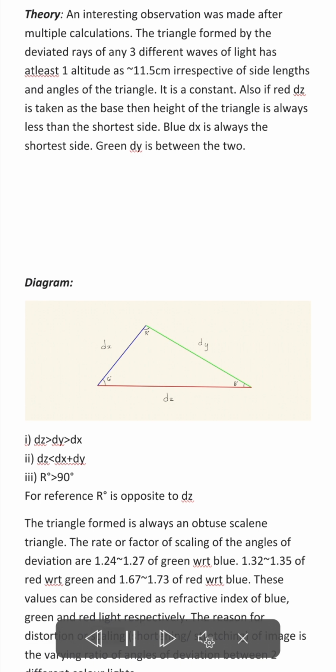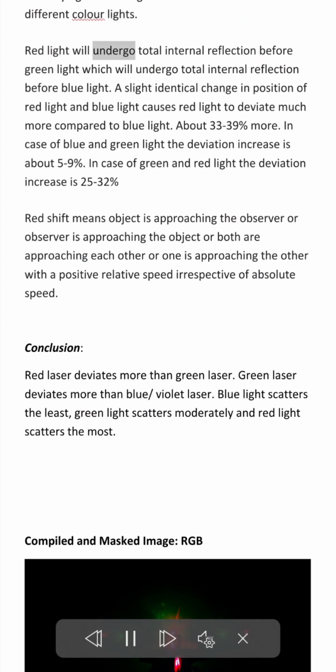The reason for distortion or scaling, shortening/stretching, of image is the varying ratio of angles of deviation between 2 different color lights. Red light will undergo total internal reflection before green light, which will undergo total internal reflection before blue light. A slight identical change in position of red light and blue light causes red light to deviate much more compared to blue light. About 33 to 39% more. In case of blue and green light, the deviation increase is about 5 to 9%. In case of green and red light, the deviation increase is 25 to 32%.